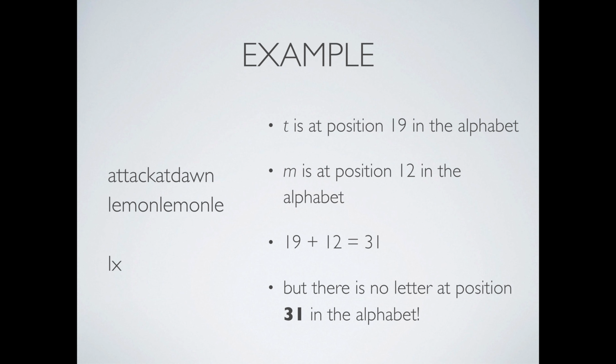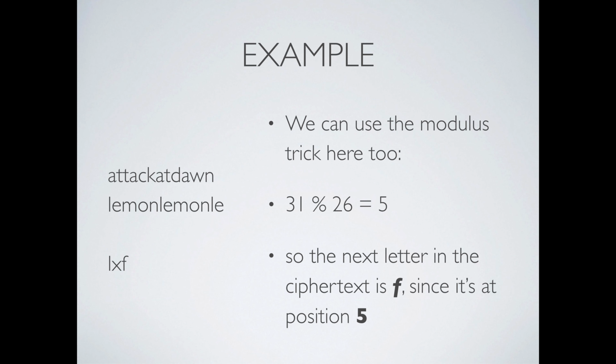So just like we had to do with the Caesar cipher, you'll want to use the modulus trick here as well. So mod whatever your result is by the length of the alphabet. In this case, our alphabet has 26 characters. So 31 mod 26, you'll get 5 back. That deals with the wraparound for us. So if you wrap around back to the beginning of the alphabet and you count 5 more spots, you will get the next letter in the ciphertext, which is F, because F is at position 5 in our alphabet.